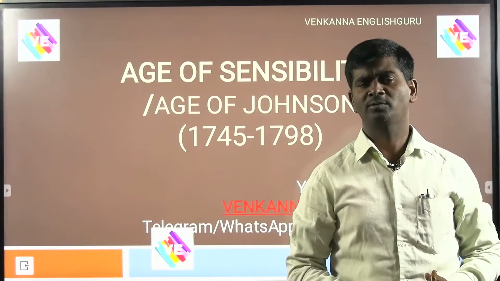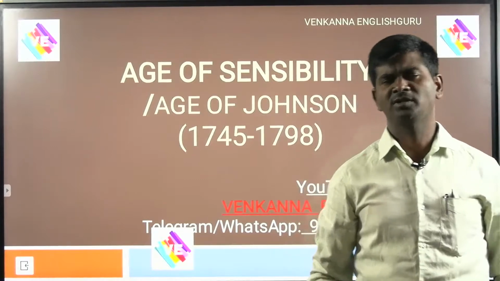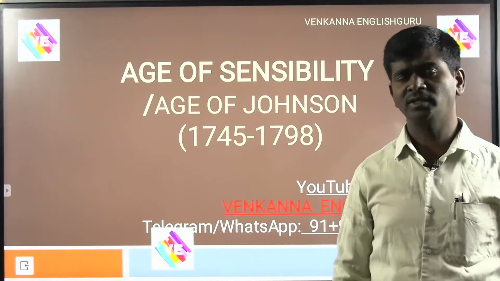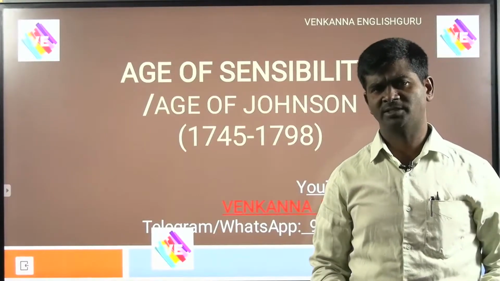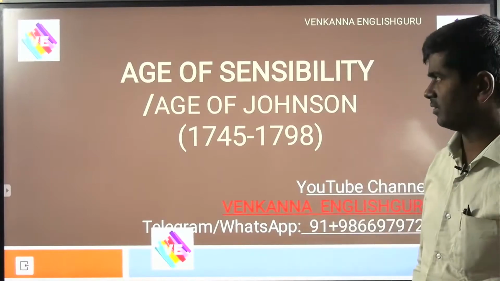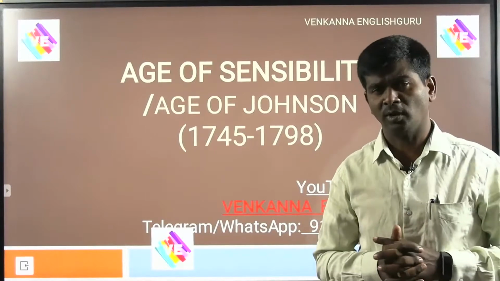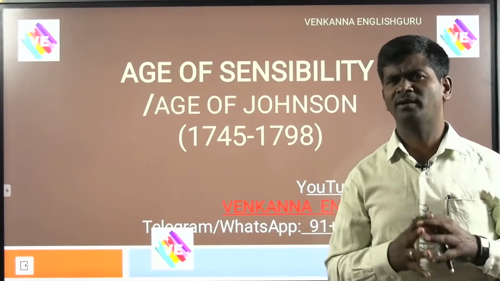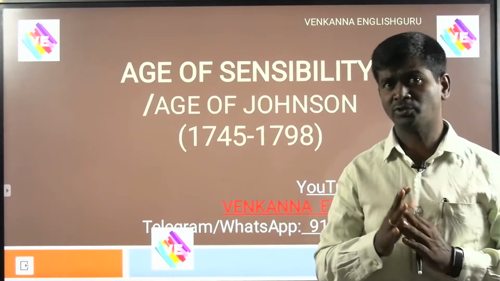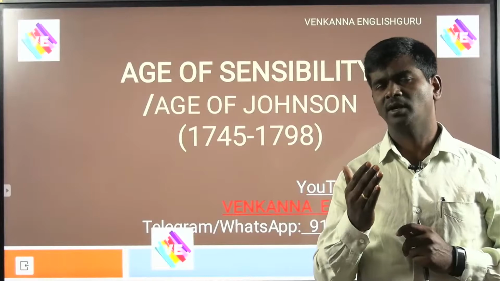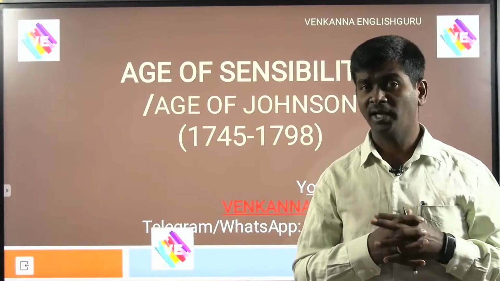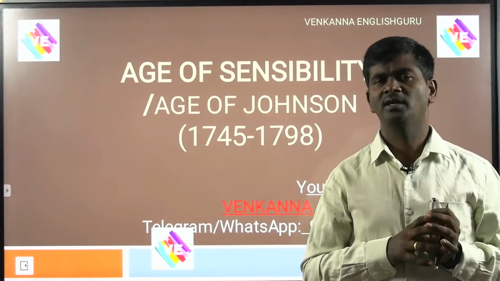Friends, we are talking about the neoclassical period. We are in the middle of neoclassicism, which is subdivided into three important periods. We are at the end of the last period, the Age of Sensibility, which is also called the Age of Johnson. Friends, we had a long discussion on this age, which starts avoiding the principles of neoclassicism. Hence, this is considered to be sensibility.